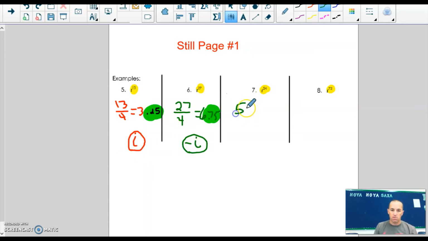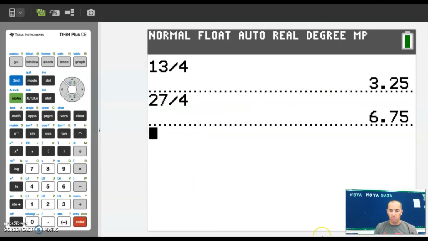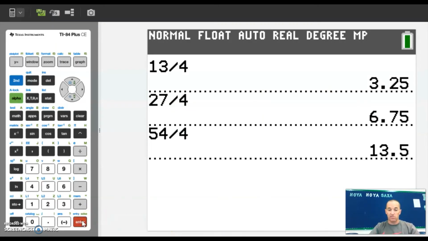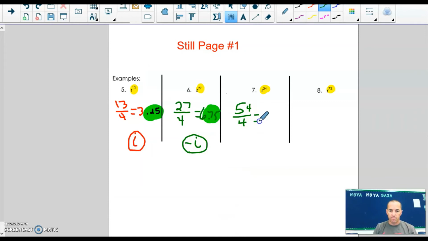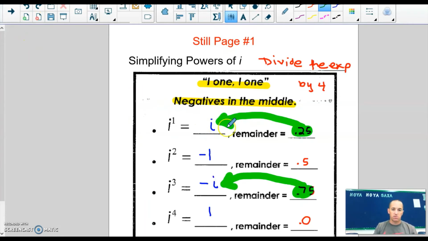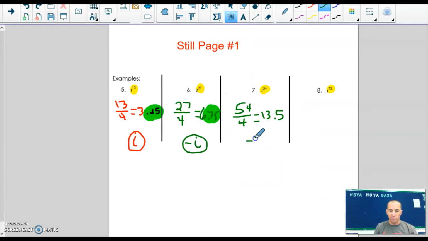54 divided by 4. Calculator. 54 divided by 4 gives us 13.5. So that one is the second version, the 0.5. Sorry about that. 0.5 represents negative 1. So this simplified version is just negative 1.